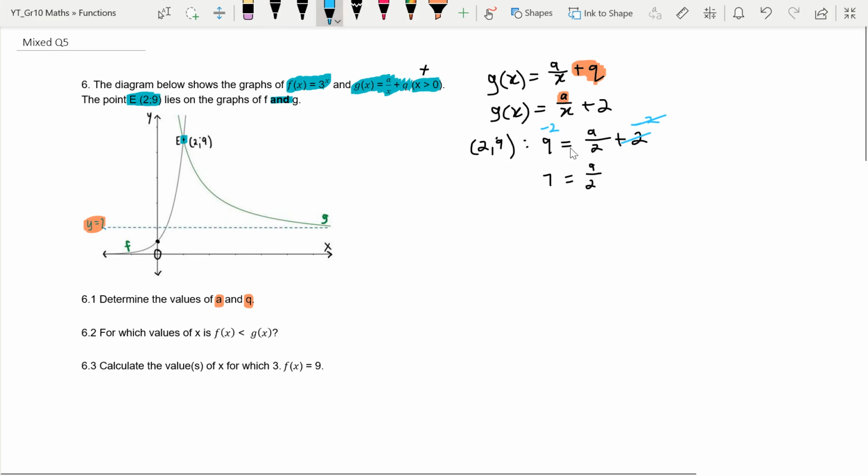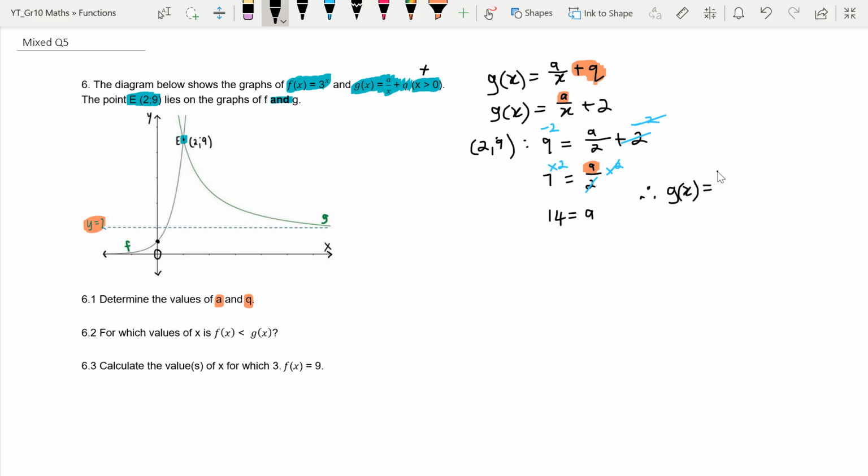And then to get my a by itself, we are after a, I'm going to multiply this side by 2, because when I do that, that happens, but as long as I do that on the other side as well. So then we get that a is equal to 14. So therefore we found the equation for the hyperbola. We found a, we found q, so the equation of g of x is 14 over x plus 2. That's it. First one done.